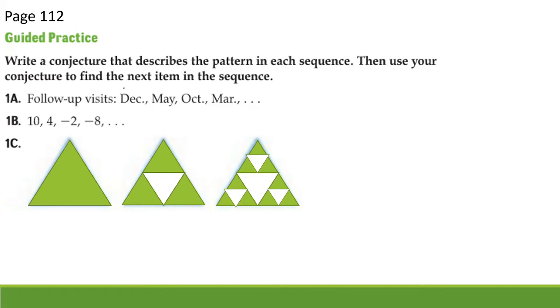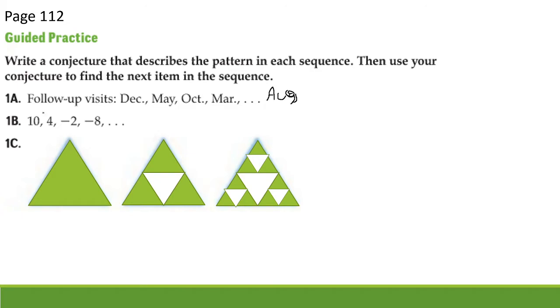So December, and then we have January, February, March, April, May, so that's 5 months later. And then we go 5 months down the line, October, and we go 5 months more down the line, we're back to March. So we go March, and then we go April, May, June, July. August would probably be our next best there because that would be the next 5th month down there. So it looks like the follow-up visits are occurring after every 5 months. So 5 months after March would be August, we can assume.